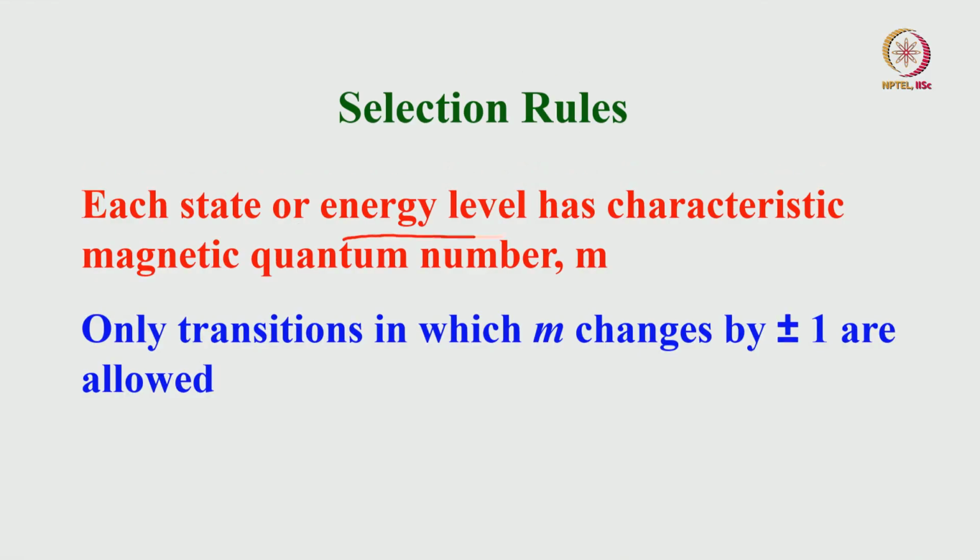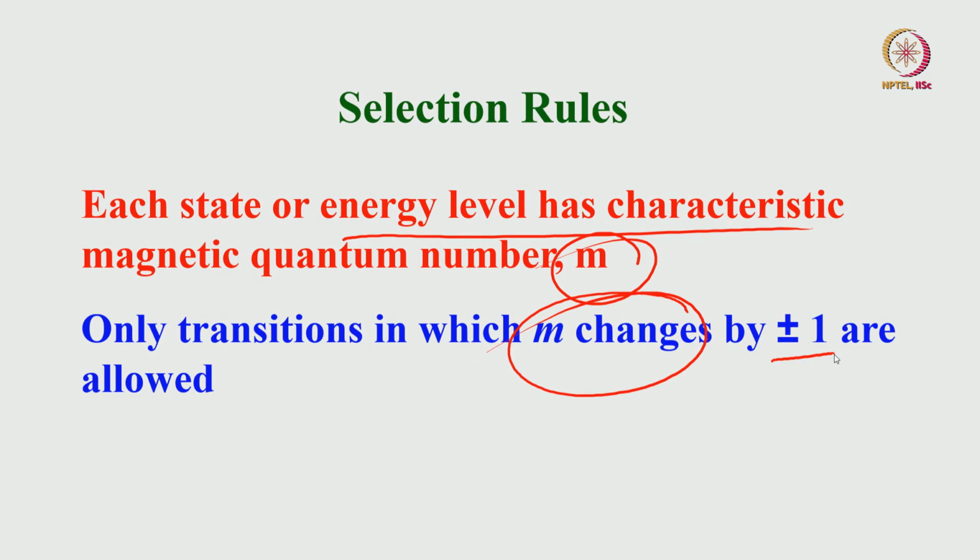In every molecular spectroscopy we have a selection rule. Similarly, in NMR spectroscopy also there is what is called a selection rule, which allows us to detect the signal. The selection rule says each state or energy level has a characteristic magnetic quantum number called M, not magnetic moment, magnetic quantum number M. Only the transitions in which the magnetic quantum number changes by either +1 or -1 are the allowed transitions in NMR.